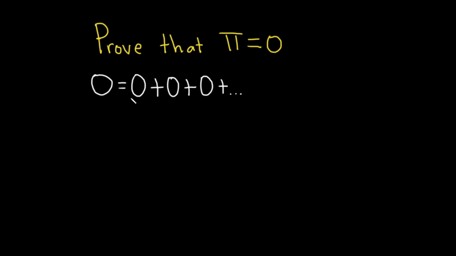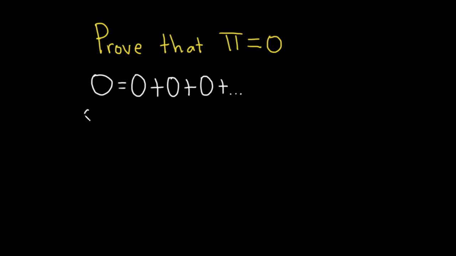So 0 is equal to 0 plus 0 plus 0 plus dot dot dot, and it just goes on forever. The three dots mean that it just keeps going forever. No matter how many times you add zero to itself, you're always going to get zero. So where does the pi come from?